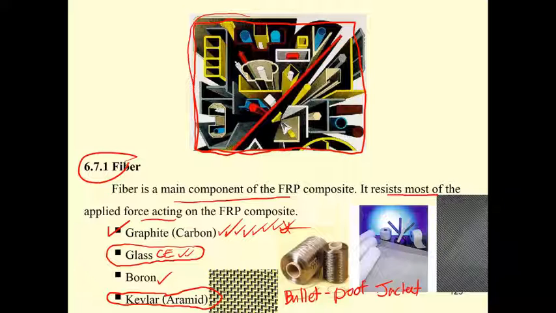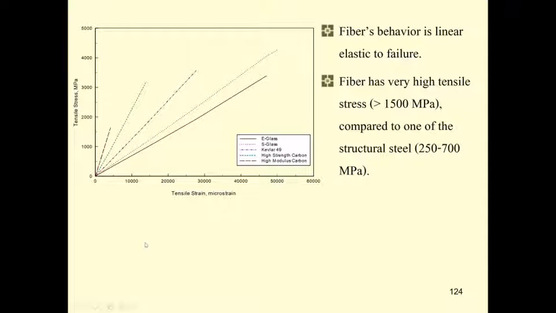So you have to select a proper fiber to be used. The others are good, but they are expensive. So we select the glass. The glass has linear elastic behavior, and from the graph it has very, very high strength. If you compare it, the graph of the E-glass shows very high strength, higher than the steel.